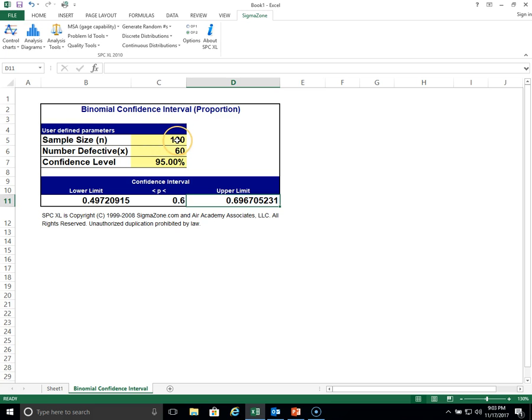Now what if we multiplied it by 10 again? Made this 1,000 and this 600. Look at how close now the confidence interval limits are. It's 0.57 up to about 0.63. And that's the impact of sample size on a confidence interval for a proportion. Proportions are based on binary data, and whenever we have binary data, sample size becomes a huge factor.